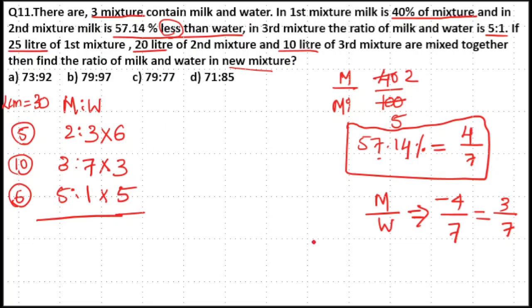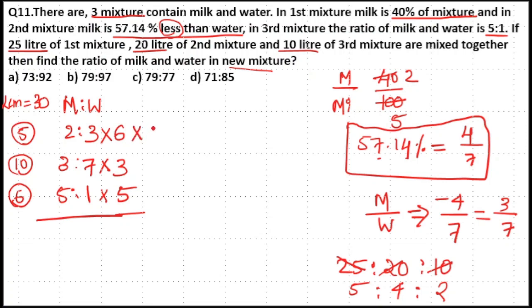Now we have 25 liters of first mixture, 20 liters of second mixture and 10 liters of third mixture taken together. So the volume is 25:20:10. Cancel it with 5. 5 into 5, 25. 5 into 4, 20. 5 into 2, 10. So 5:4:2 is the ratio of first and second and third mixtures.